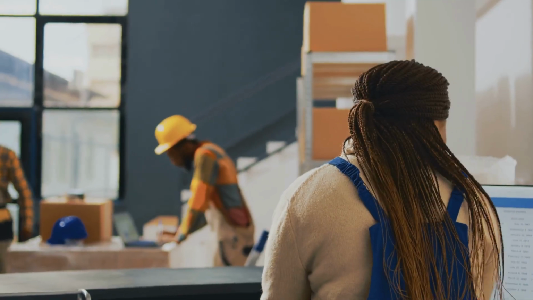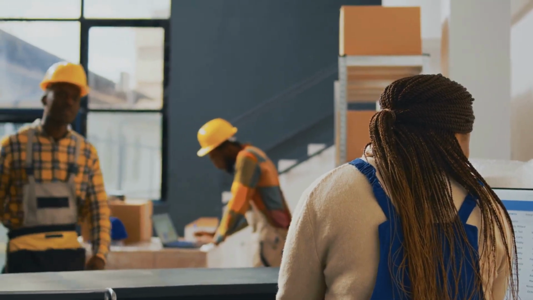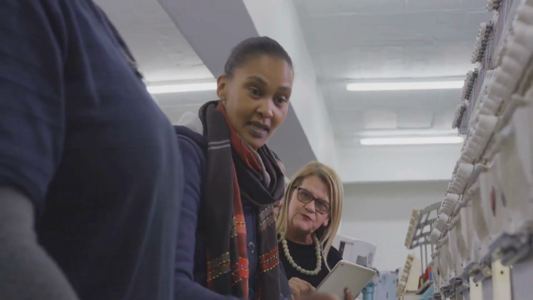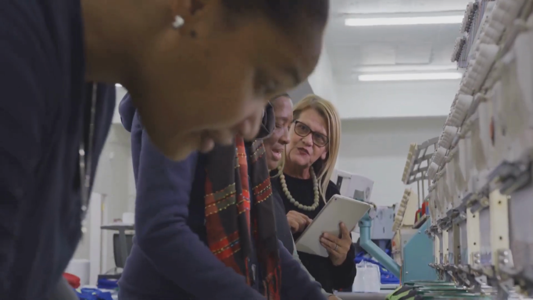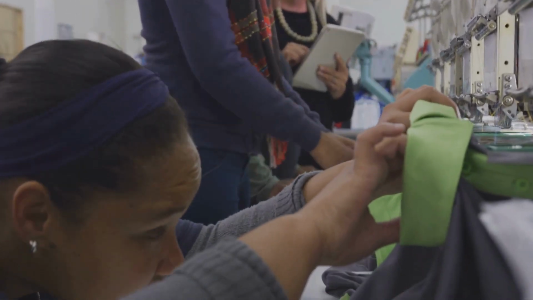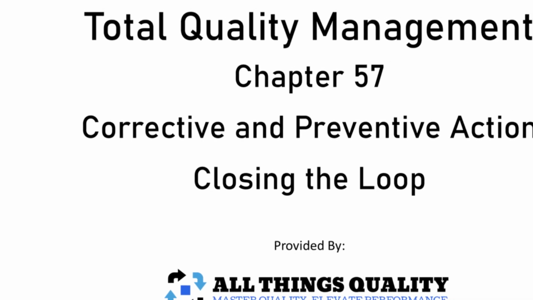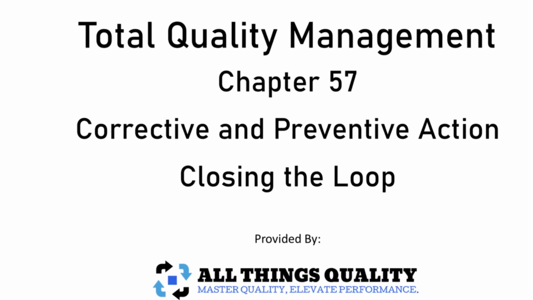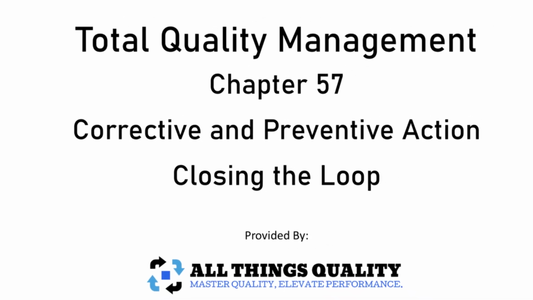CAPA is the mechanism that turns problems into permanent improvement. It ensures that once an issue is identified, the organization doesn't just move on. It learns, adapts, and changes. In this chapter, we'll explore CAPA not as an administrative requirement, but as a disciplined way of thinking that truly closes the loop in total quality management.